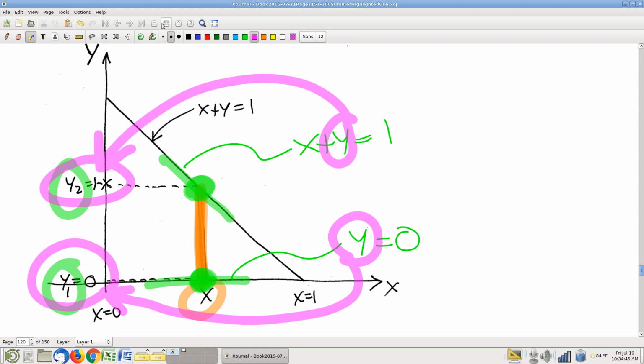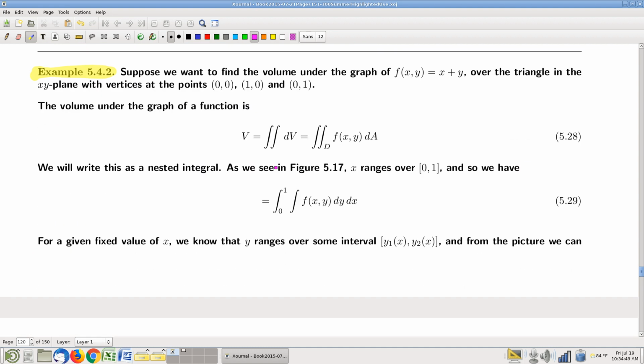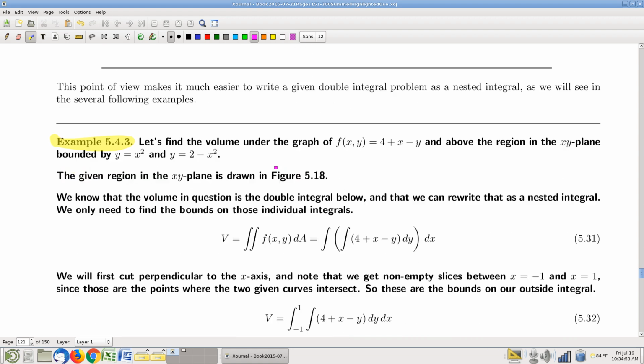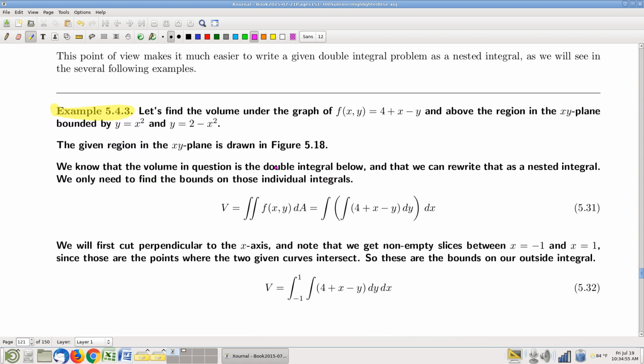Okay, so with that in mind, let's do a bunch of examples. We've got 11 minutes left. Okay, so here is our next example. Let's look at volume under a certain graph sitting over a certain region in the XY plane that's bounded by a couple of curves. Okay, so let's take it one step at a time here. I'm looking at a volume under a graph. We've talked about volumes under graphs already.